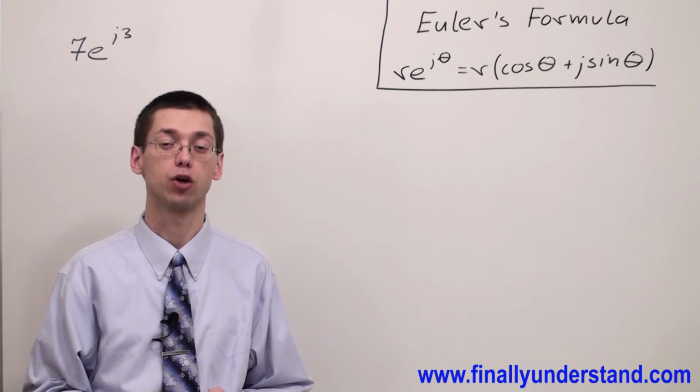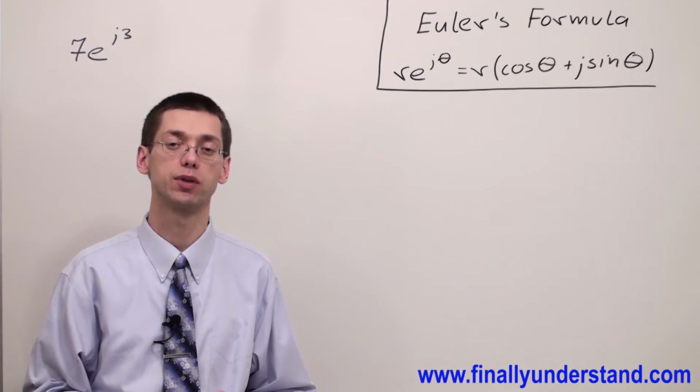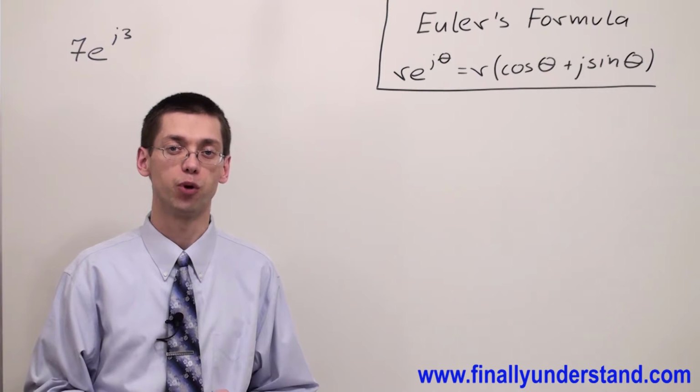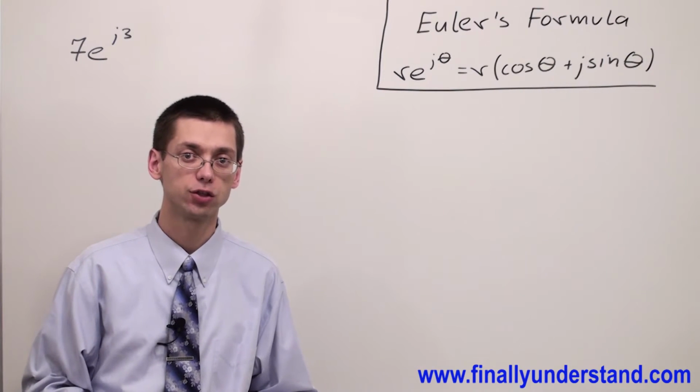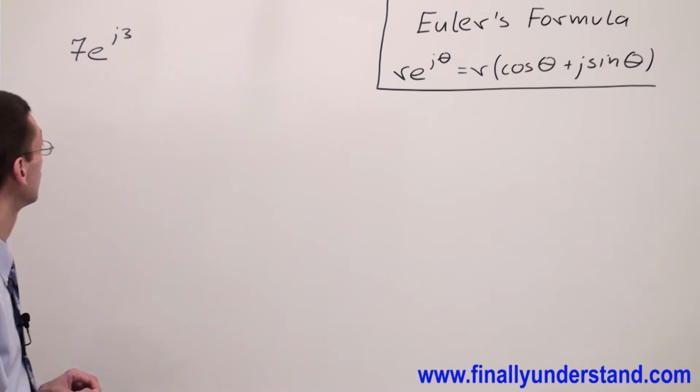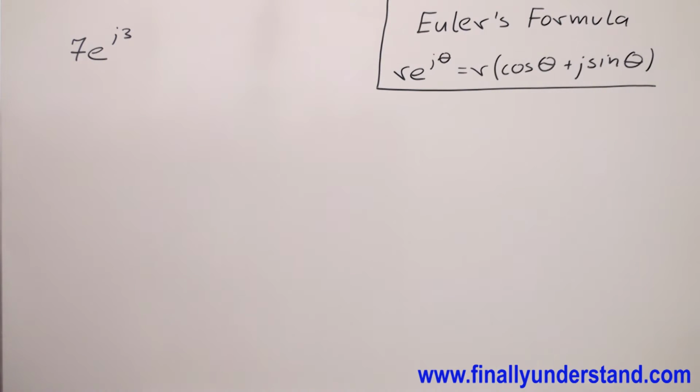We have another example on the board. This time we're supposed to convert a complex number expressed in exponential form to polar form, trigonometric form, and rectangular form.